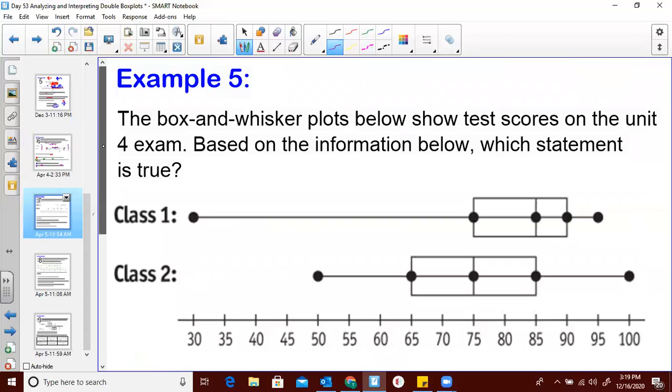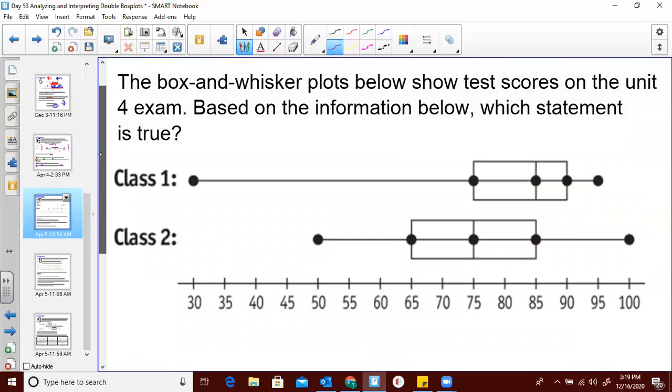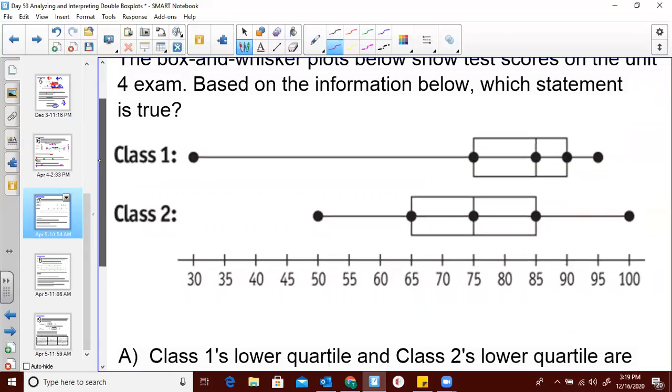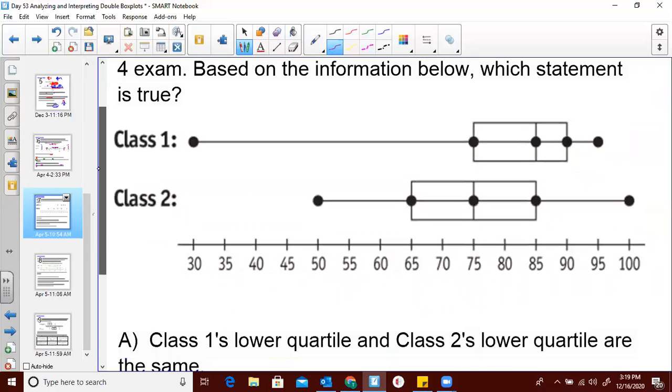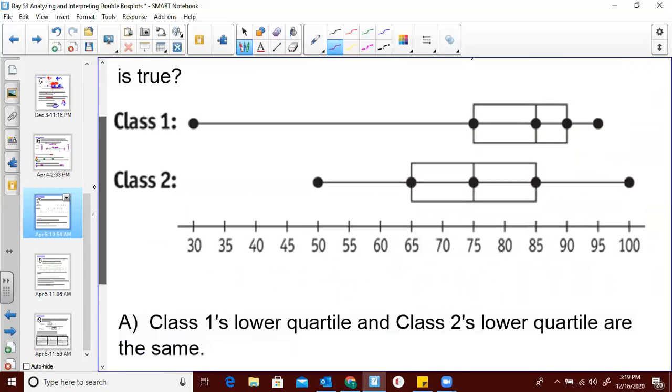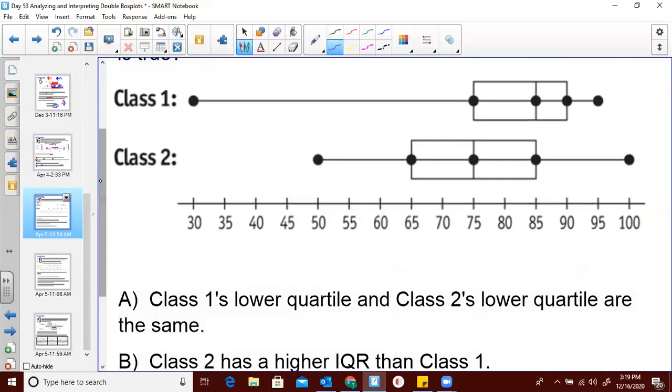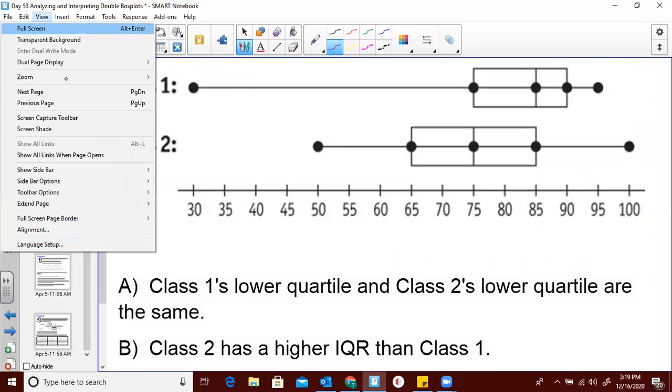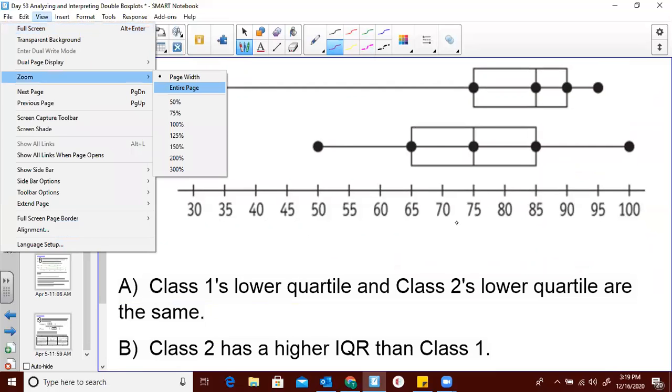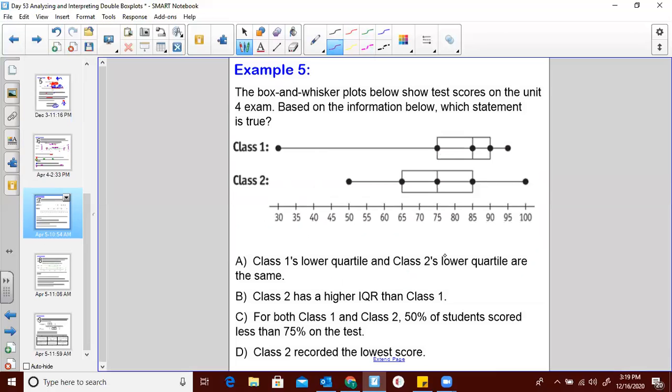Example 5. The box and whisker plots below show test scores on the Unit 4 exam. Based on the information below, which statement is true? All right, I'm going to go back to the other view just because I think it's a little bit better. Which statement is true?